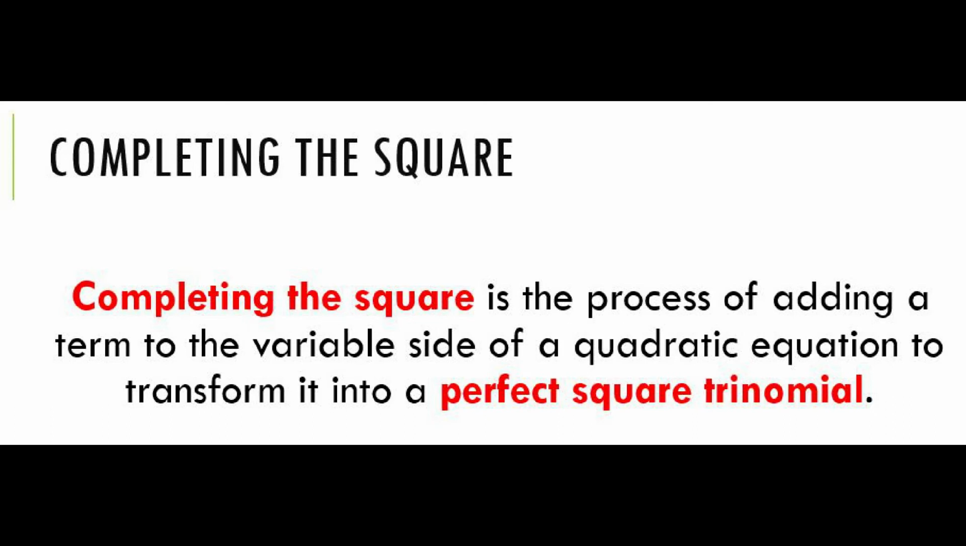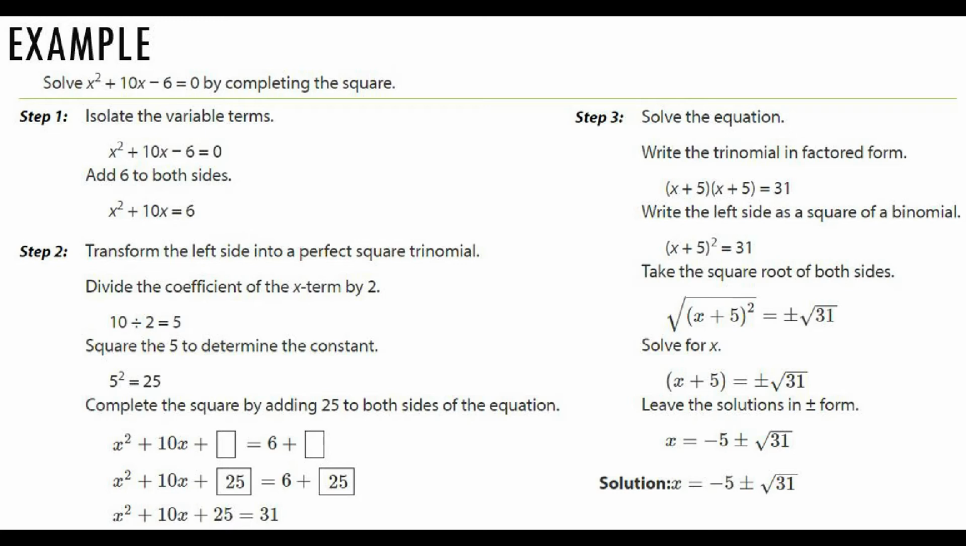For our example, we have x squared plus 10x minus 6. The first thing I'm going to do, my step 1, is to isolate the variables. I have x squared and 10x, and I'm going to leave those on the side they're on. The only thing I need to worry about is that minus 6, so I'm going to add 6 to both sides. Now I have x squared and 10x on one side and 6 on the other side.